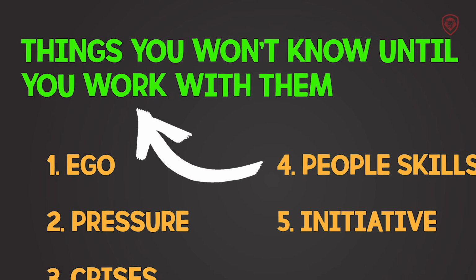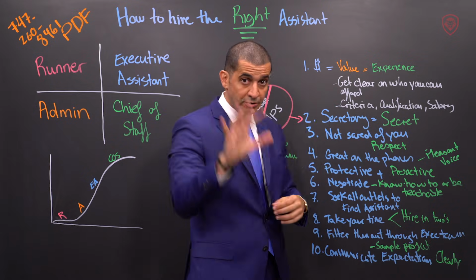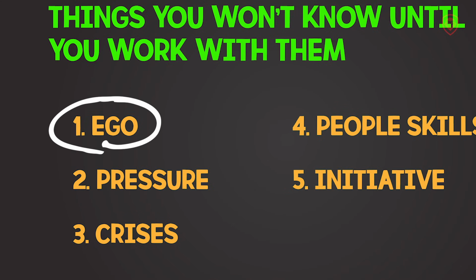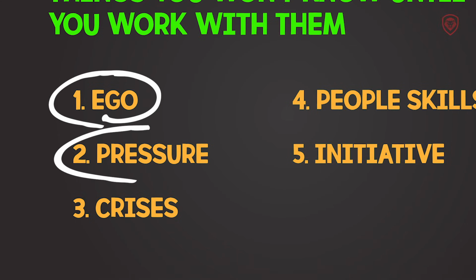All right, so 5 things you will not know about them until you work with them. You hire them, you did everything right, there's still 5 things you're not going to learn about them until you work with them. Number 1 is their ego, how they deal amongst other people, because you're not going to know them when you're hiring them. Number 2, how they handle pressure, and how they perform under pressure.